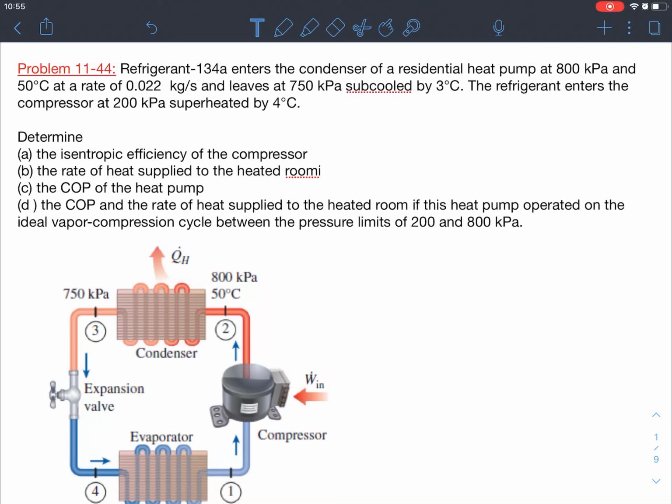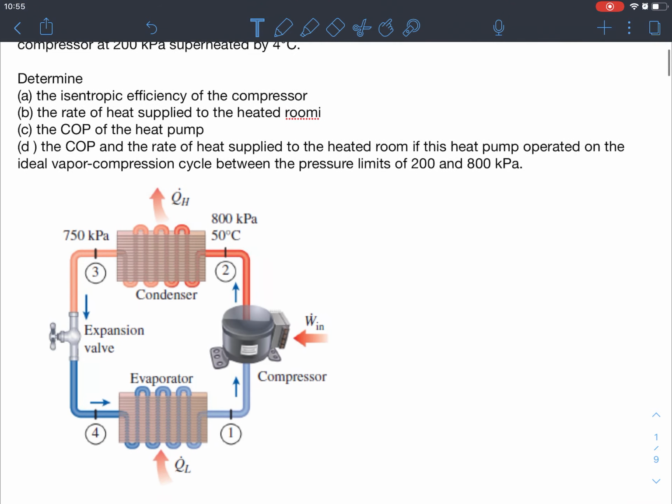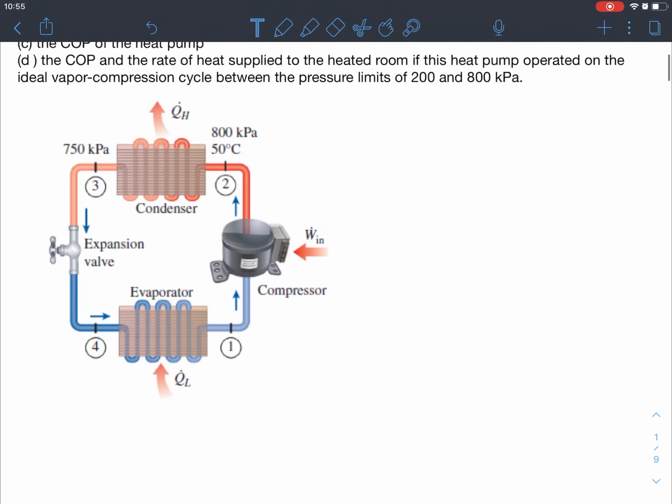Alright, let's go ahead and solve a problem based on the heat pump. We talked about the theory of a heat pump that can produce the cooling effect and the heating effect as well. So for this problem, particularly 11.44, it's for a residential heat pump, and it has all these operating conditions. So based on this heat pump, let's just draw the TS diagram first and then also the pH diagram.